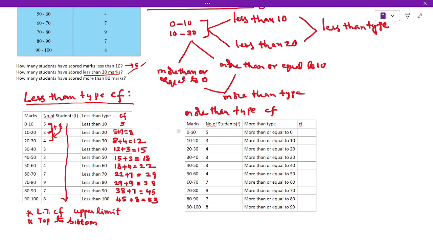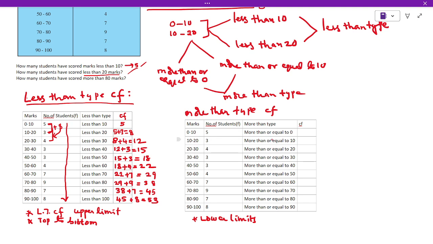So 0 to 10, that means I can start from the lower limit, or I can speak from the benchmark by keeping my upper limit as the benchmark, right? So if you observe here, what is the observation? Here we used the lower limits. We started from the lower limit and then said more than or equal to 0, more than or equal to 10, right?